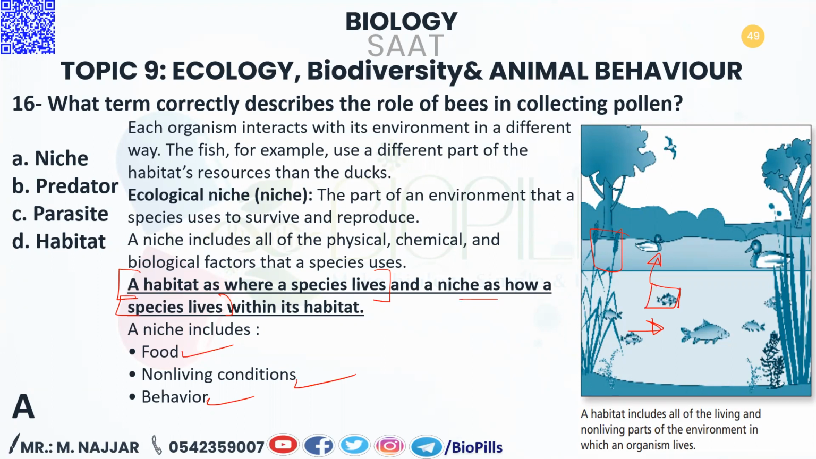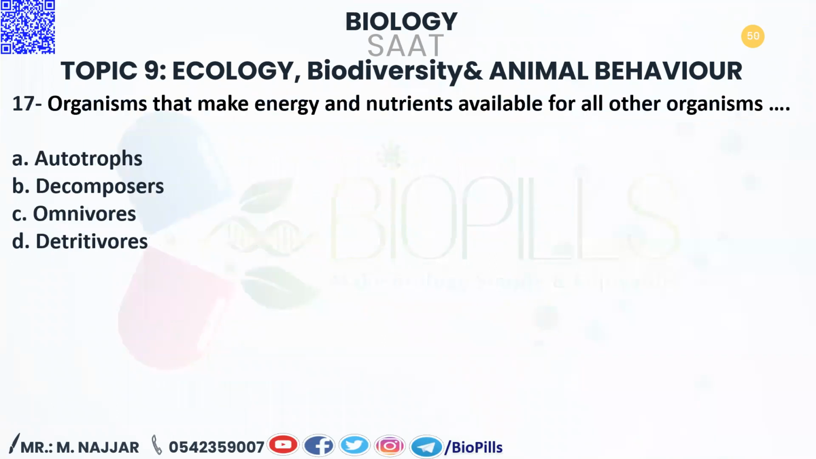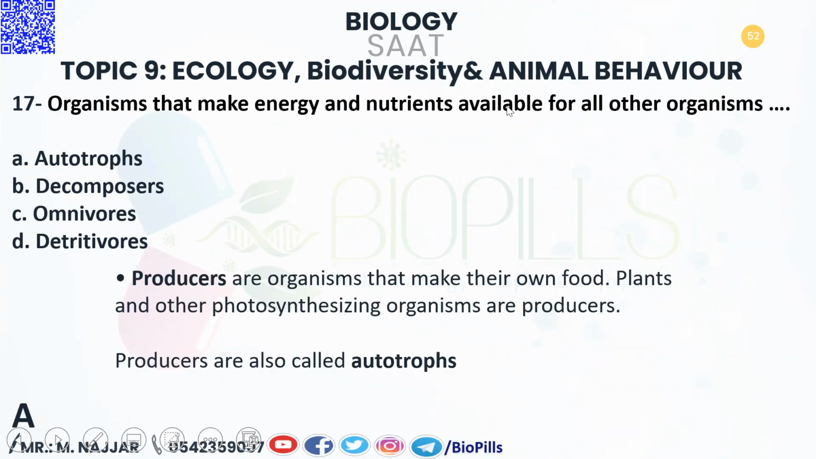Question number 17. Organisms that make energy and nutrients available for all other organisms: A, autotroph; B, decomposer; C, omnivores; D, detritivore. And the correct answer, of course, is A, autotroph. As you know from before, auto means self, and troph means feeding. So self-feeding, they are producers.